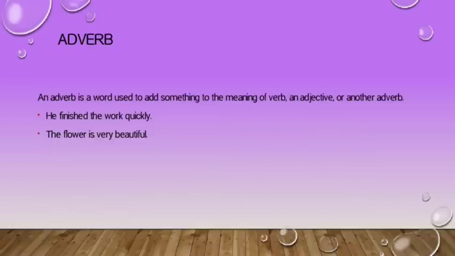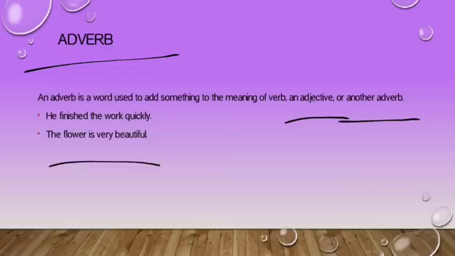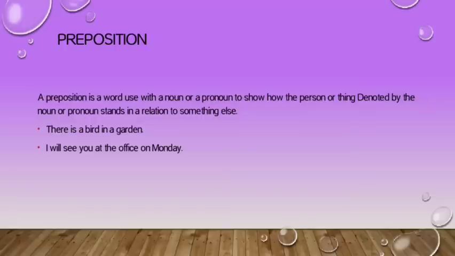Our next part of speech is the adverb. An adverb is a word used to add something to the meaning of a verb, an adjective, or another adverb. An adverb answers questions like when, why, how, in what way, etc. And please don't get confused between adjectives and adverbs. Both are quite different. He finished the work quickly. Quickly is an adverb used for work, which is a verb. This flower is very beautiful. So I'm using very to enhance the beauty of the flower. Such words are called adverbs.